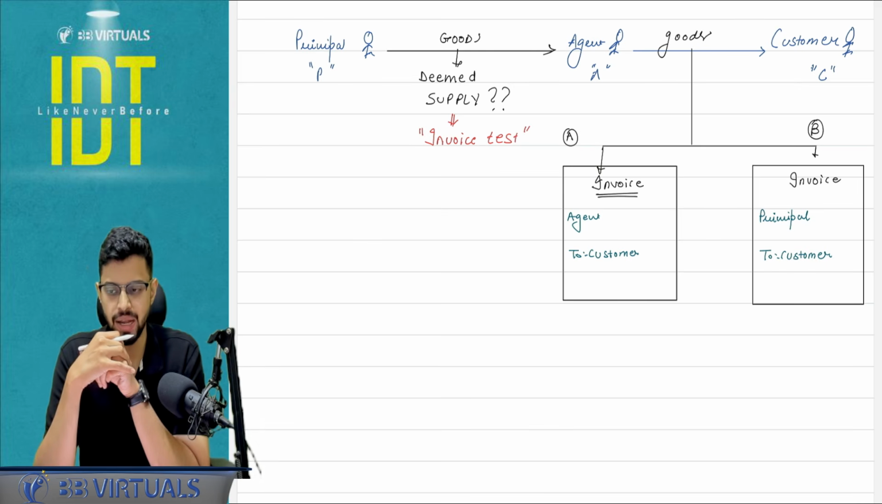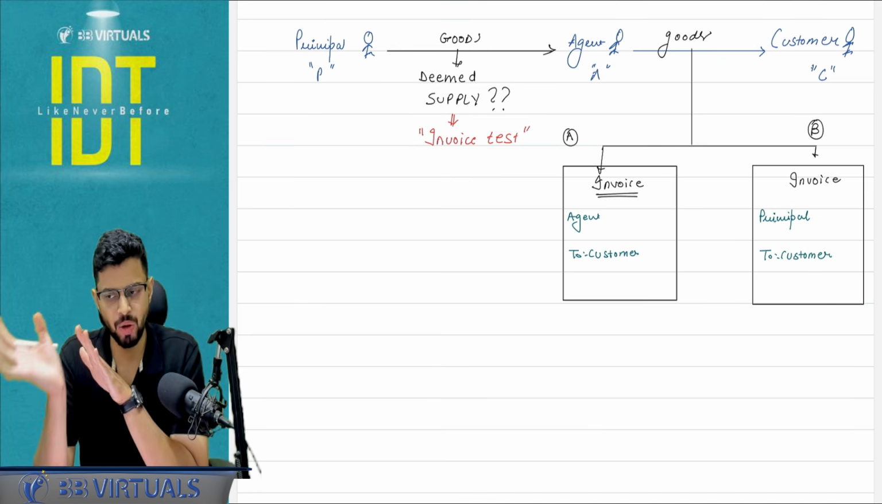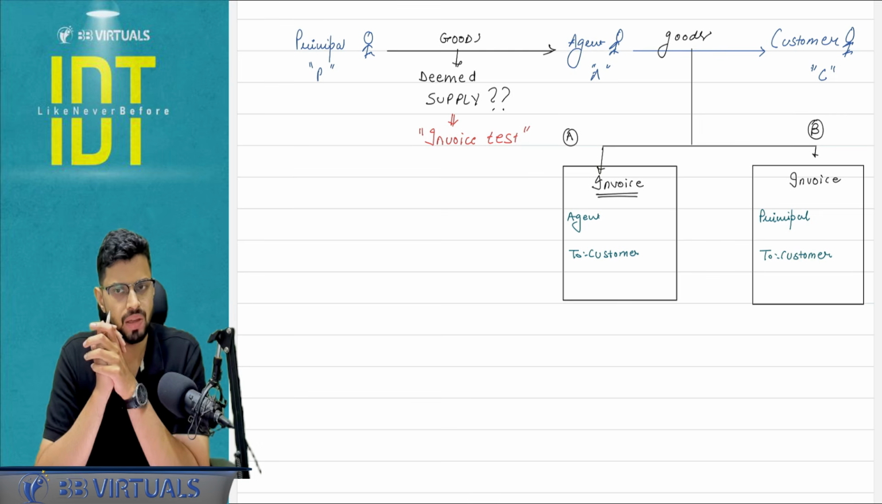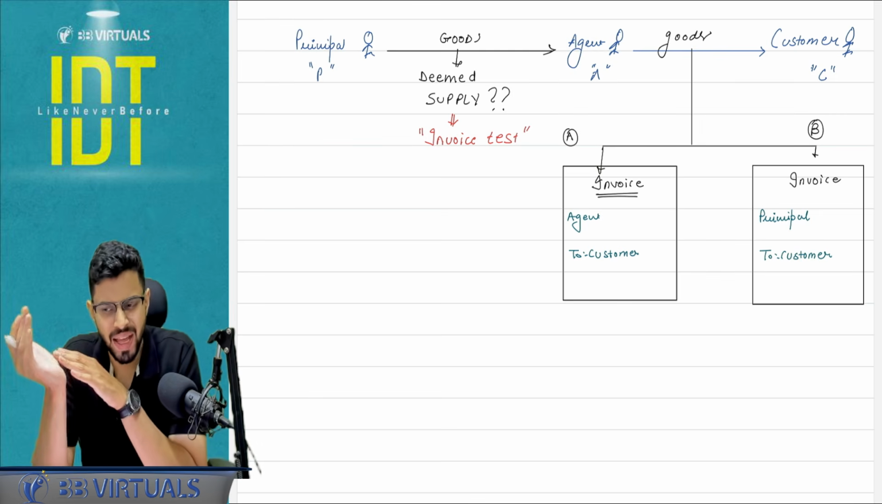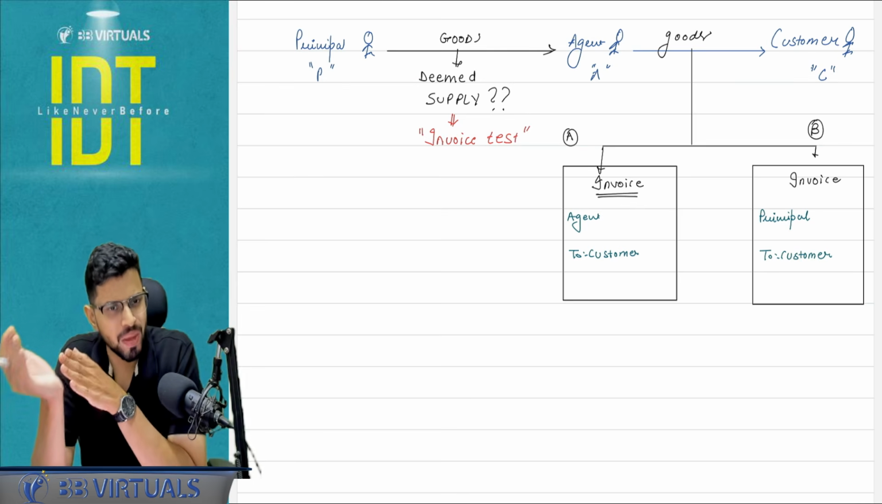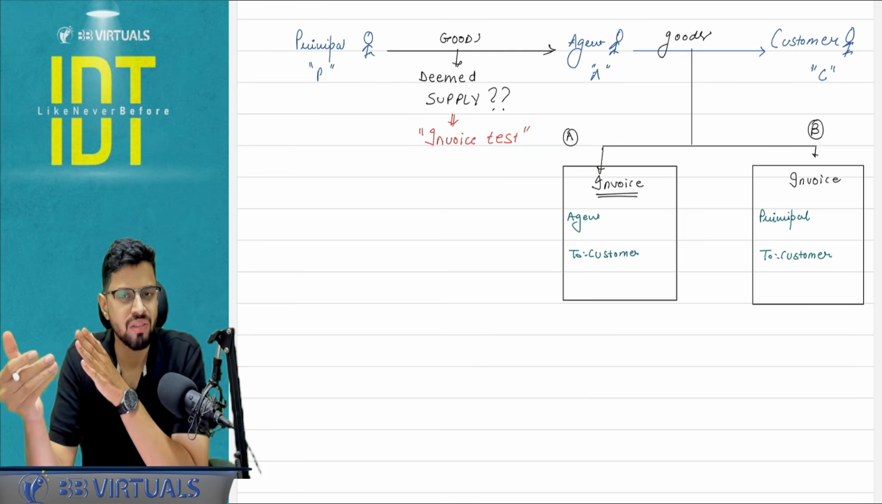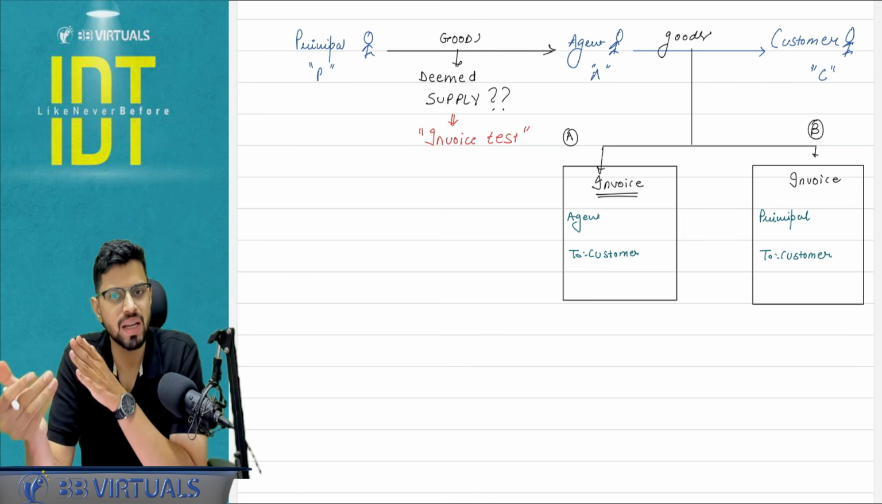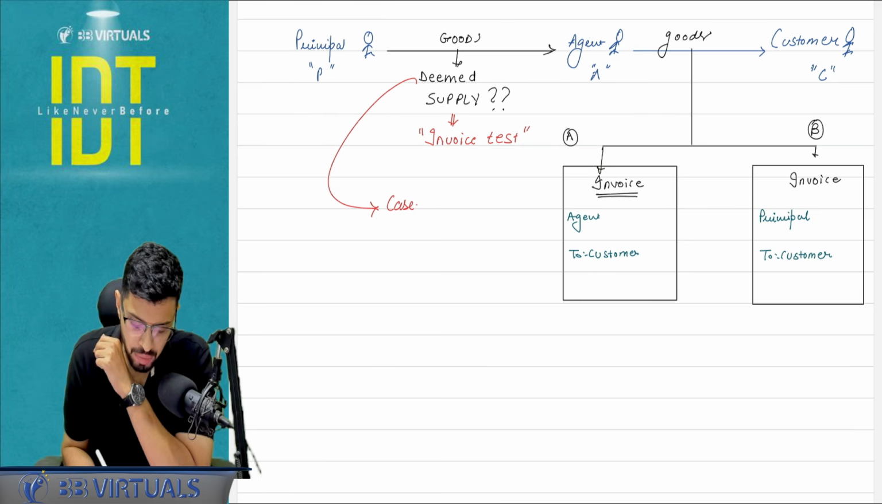Anyone else? Case number A or case number B? Again, case number A. I think every one of you is saying case number A. Each and every one of you is saying case number A, which is absolutely correct. Do we need any law to make us understand this? No, sir. This is so intuitive that you have answered it correctly, that this invoice test, this deemed supply will be only in case number A.